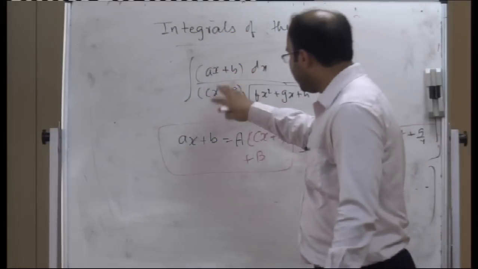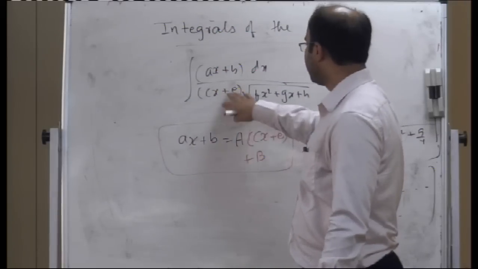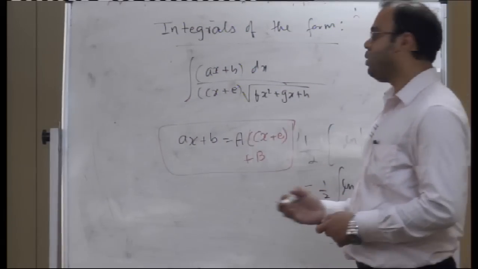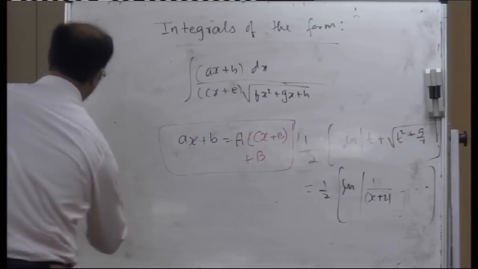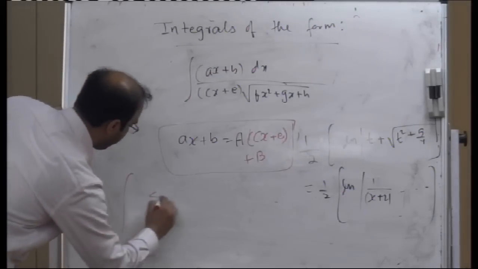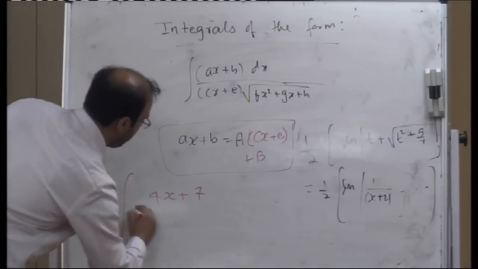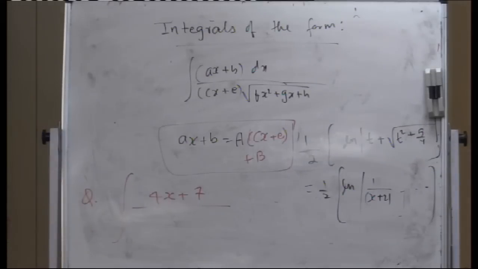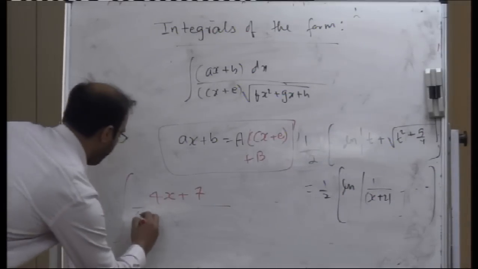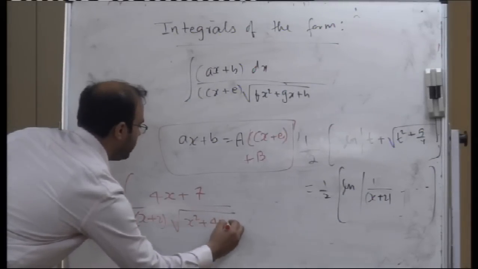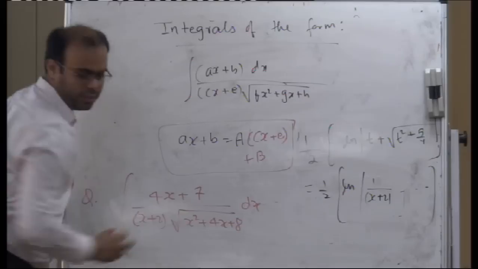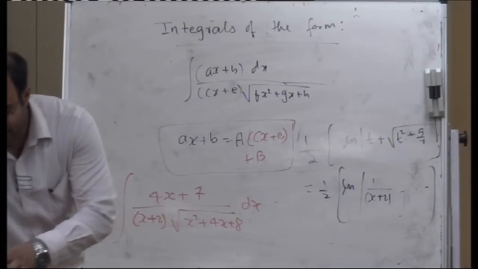If you take this term as a combination of this term as a constant, then you come to a like, let me give you an example, you will understand this part. This is the integral of 4x plus 7 upon x plus 2 root over x square plus 4x plus 8 dx. Let us see this example here.